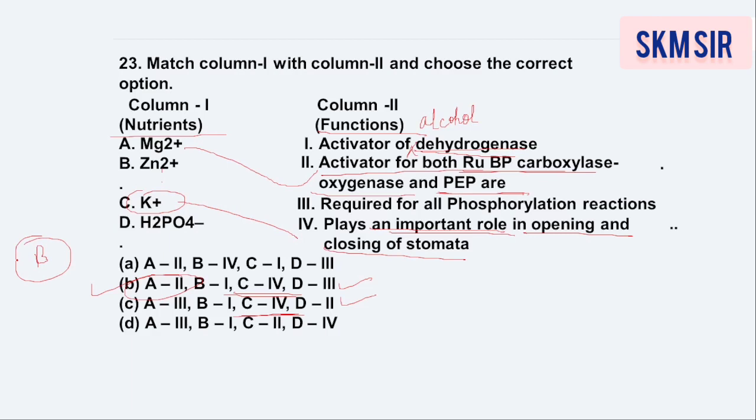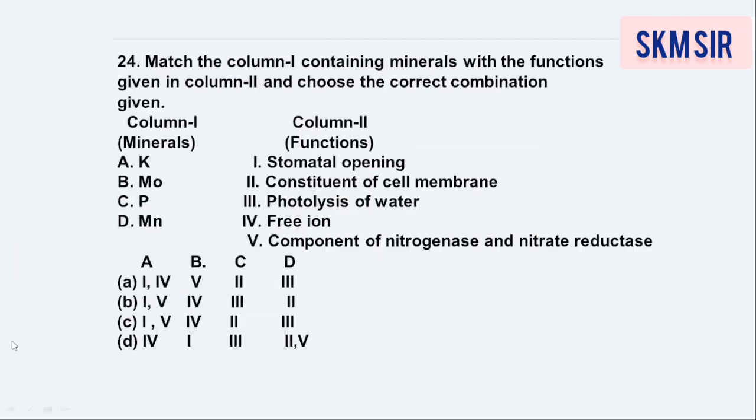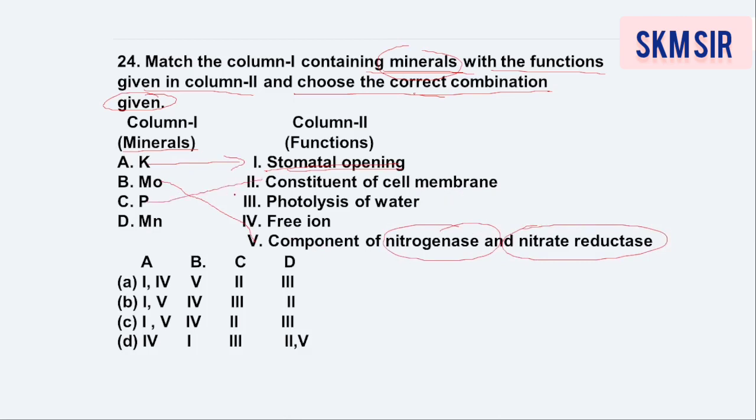Have you done, dear students? Coming to the next question. Okay, again it is matching. Do it fast. This is similar to the last question, that is minerals and their functions. In column 2, choose the correct combination of the given. So potassium, you know, it is very important for stomatal opening. So it will be the very first one. And molybdenum, it is an important component for nitrogenase enzyme and nitrate reductase enzyme. So B G A5, right?